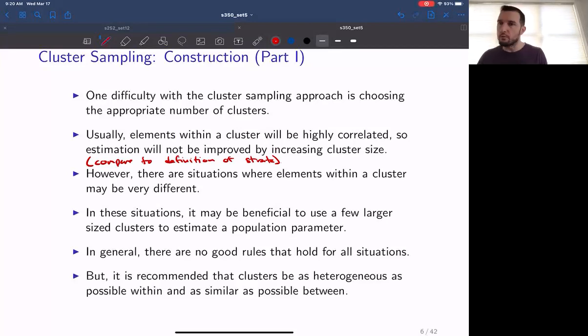So again, there's no good rule for choosing the number of clusters. We will see some sample size style calculations based off of variance for selecting the number of clusters, but it depends on the situation and the complexity of the population that you're dealing with, right? So the diversity of the population that you're dealing with.